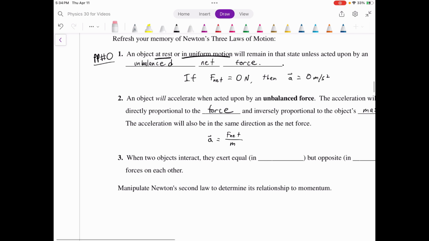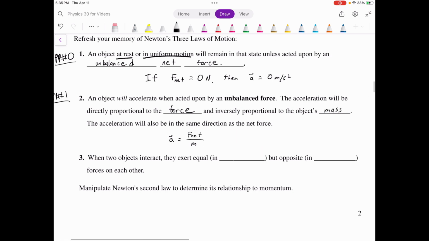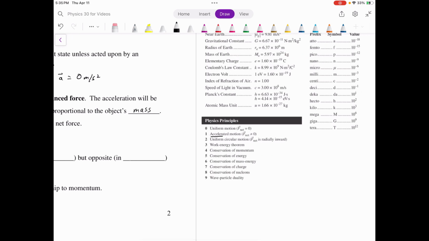So in terms of physics principles, you can see on the back of your formula sheet that this is physics principle number 1. We apply it for accelerated motion, or we can anyway apply it for accelerated motion, right?